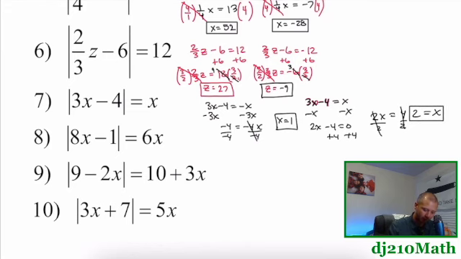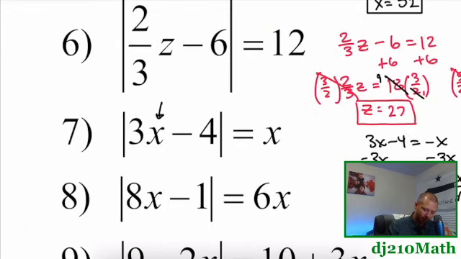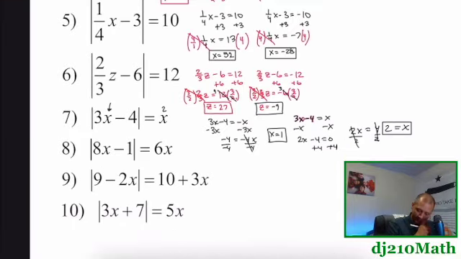Check our answer. If I plug in 2, 2 times 3 is 6. 6 minus 4 is 2, which is x is equal to 2. Okay, so positive 1 and 2. 1 and 2 for number 7. All right, number 8.